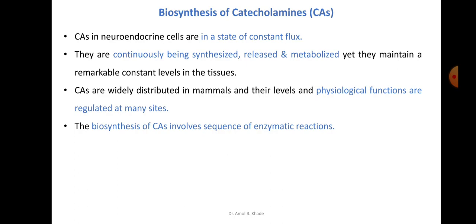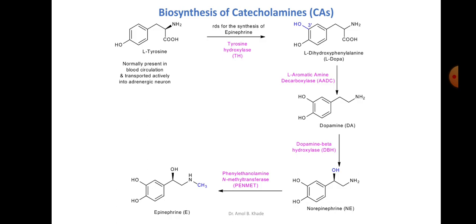The biosynthesis of catecholamines involves a sequence of enzymatic reactions. Okay, and these are very much important from the point of designing the adrenergic drugs. So we'll see the biosynthesis of catecholamines. Now it will start with L-tyrosine, and this L-tyrosine is normally present in the blood circulation and transported actively into the adrenergic neurons. So this L-tyrosine, if you look at the structure, it has a benzene ring, then a hydroxyl group which is para to this particular chain, and has the amino and carboxylic acid functionality.